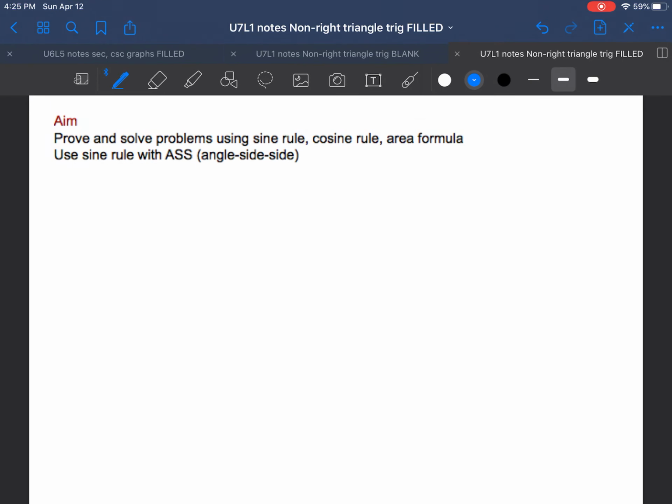All right, guys, here we go with the start of the last unit of the year, algebraic trig. What we're going to look at today is both some proofs and some solving problems. We're going to be looking at the sine rule, or sometimes it's called the law of sines, the cosine rule, the law of cosines, and the formula for the area of any triangle in general.